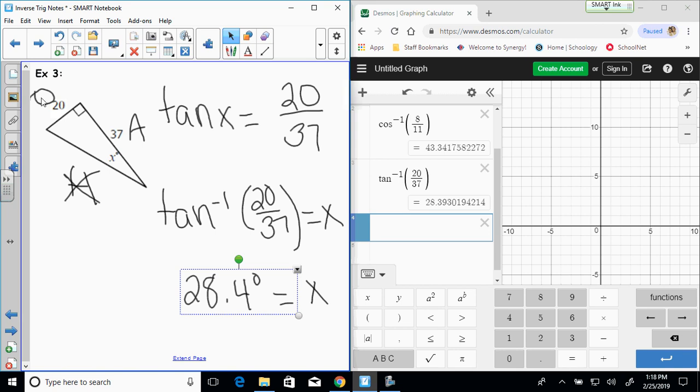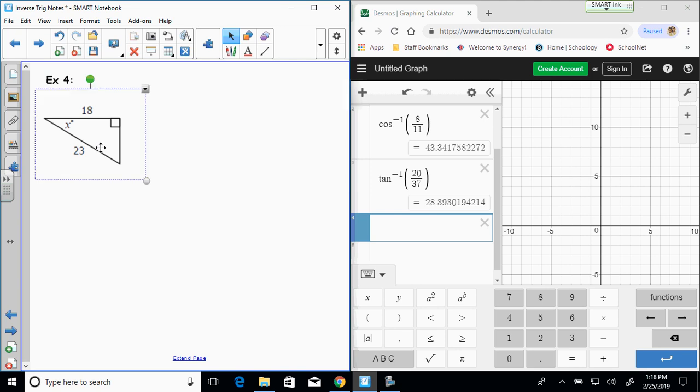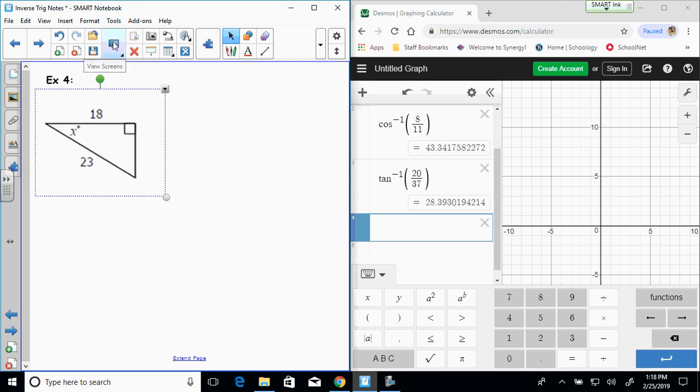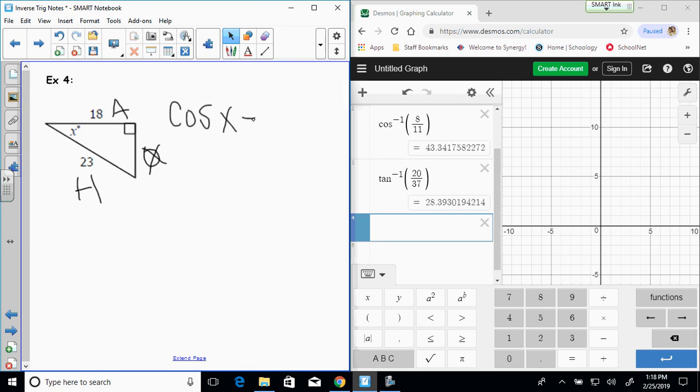Alright, we have 2 more examples. So in example 4, make this a little bigger. In example 4, we have our reference angle here. So now we know that this side has to be the hypotenuse because it's across from the right angle. This side is our opposite, and then this is our adjacent. Now because we have nothing on the opposite, we're going to cross that off. So now we're left with the adjacent and the hypotenuse, which is cosine. So we're going to have cosine of x equals the adjacent, which is 18, over the hypotenuse of 23.